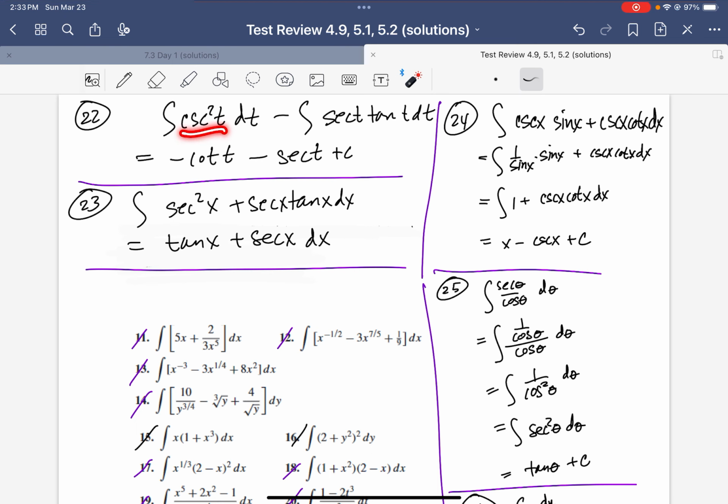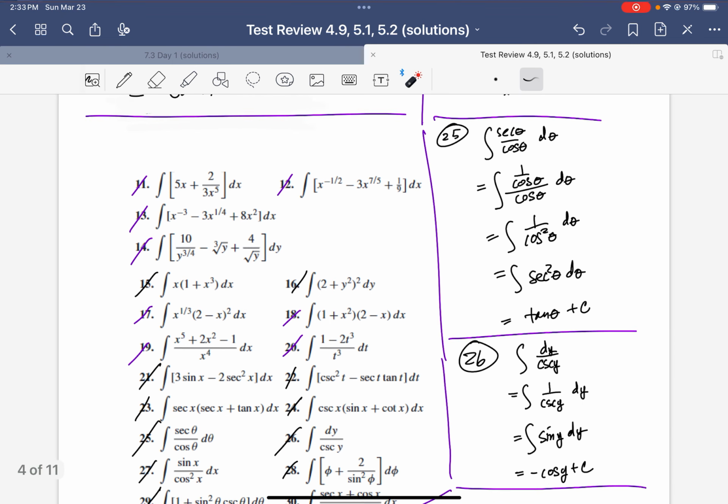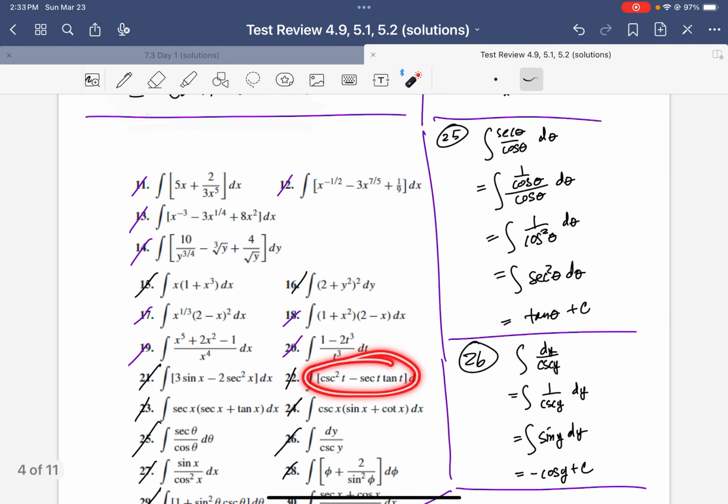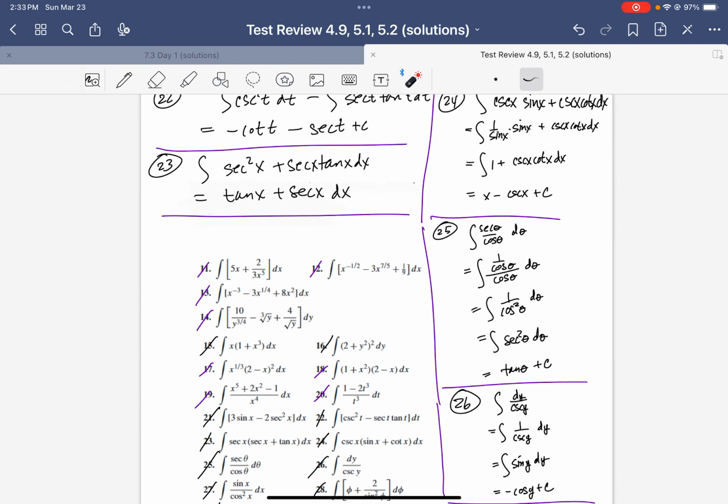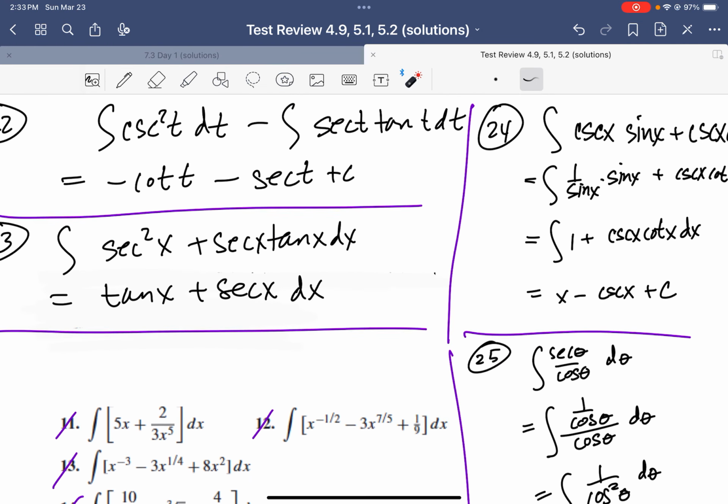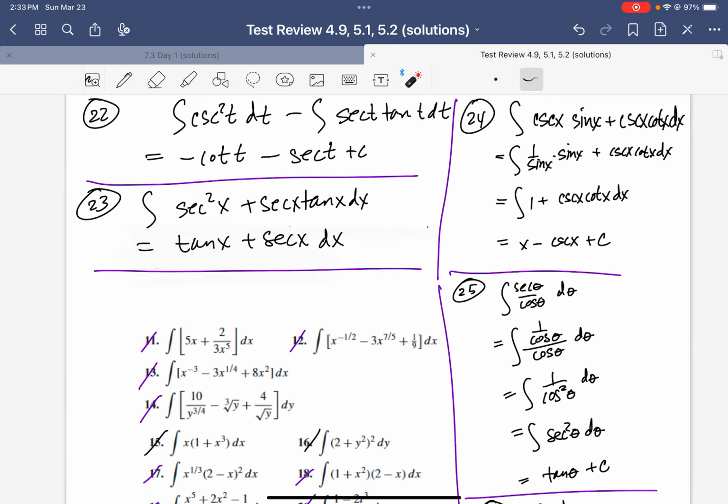22. Cosecant squared. When you're looking at this one, the integral of a difference is the difference of two separate integrals, these two. And I know the derivative of cotangent is negative cosecant squared. So this antiderivative must have a negative. Well, there's already a negative out here. So what is the antiderivative of secant tangent? It's just secant plus c.